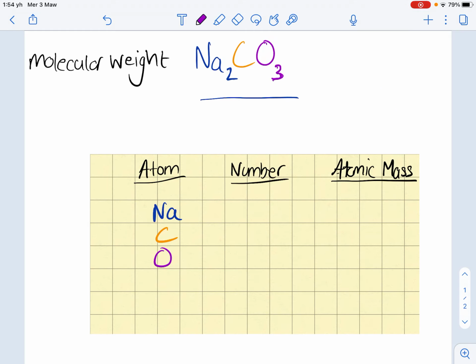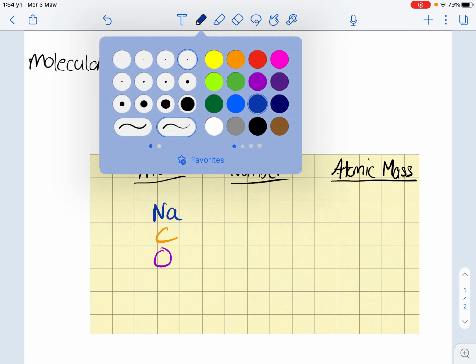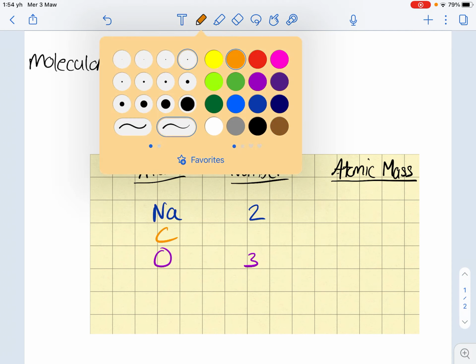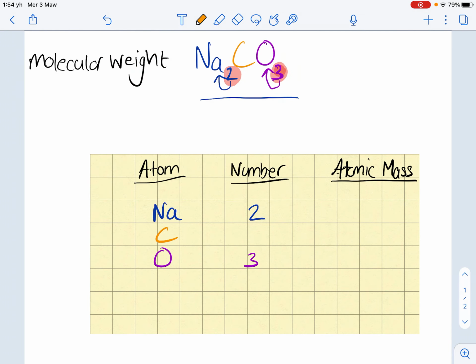Okay, the next thing we need to do is work out the number of different atoms that we have. And this is really important because we have to pay attention to what we call these tiny subscripts, and I'm going to highlight these in red. We have a tiny subscript here of 2 next to sodium and a tiny subscript here of 3 next to oxygen. So what that means is we actually have 2 sodium atoms, and we also have 3 oxygen atoms. And that's going to be really important when we work out the molecular weight in just a second. There is nothing next to carbon, okay? There is no subscript next to carbon, so we just have 1 carbon atom.